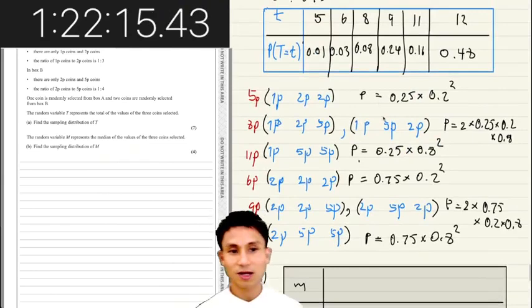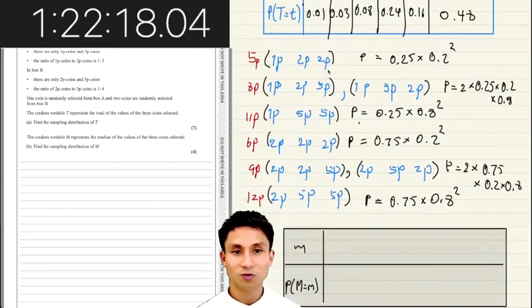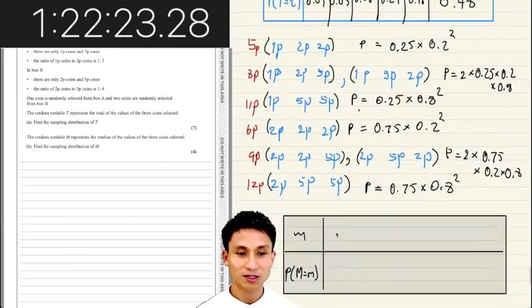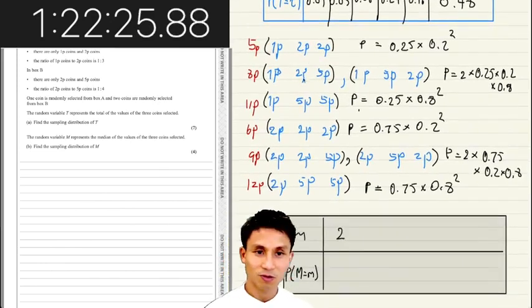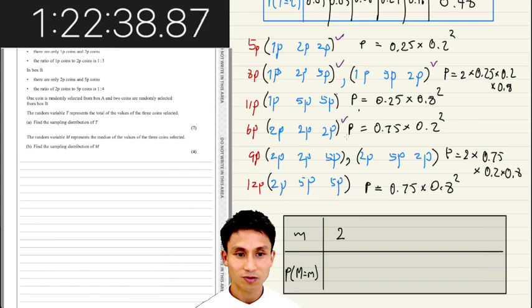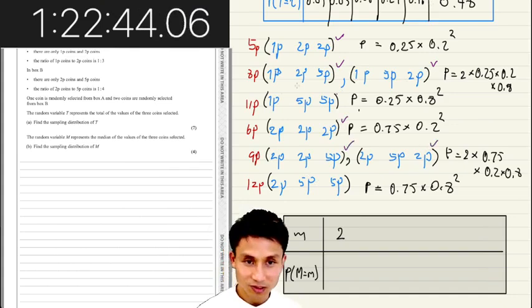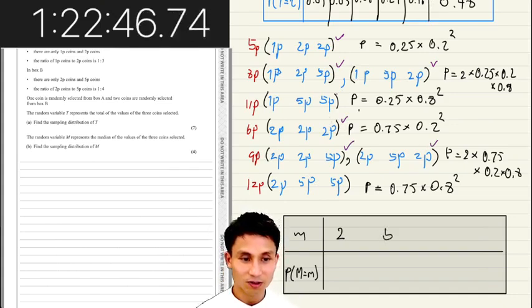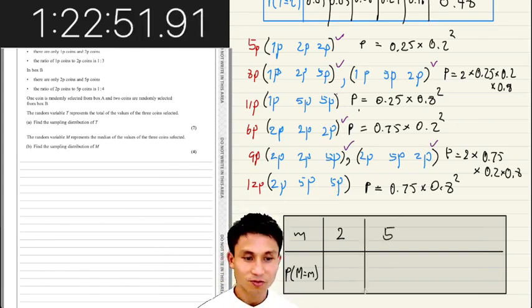So median, right? What are the cases? This one, the median is 2. 2 is the smallest median, so I'm going to put 2 here. And this one? Also 2, same thing, just swapping the coins. Is there any bigger than 2? Okay, we write 2 here. This is also a 2, and this is also a 2. There are many 2s. And then what is this? A 5, and another one is a 5. This is also a 5. So only 2 and 5.